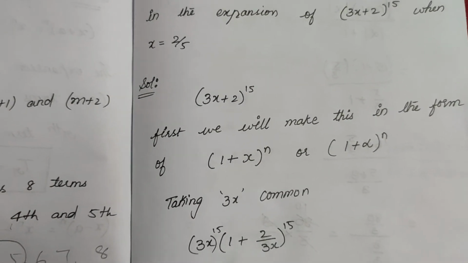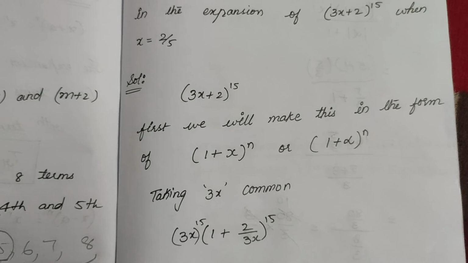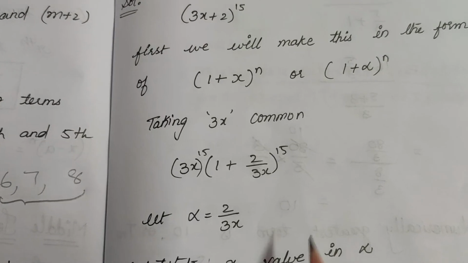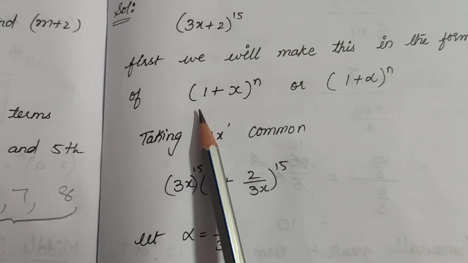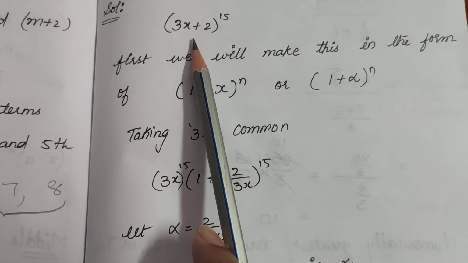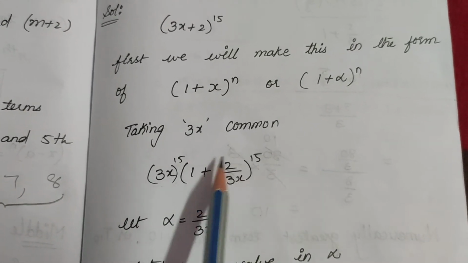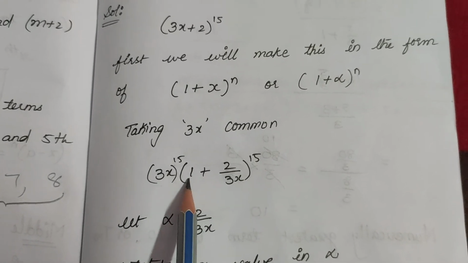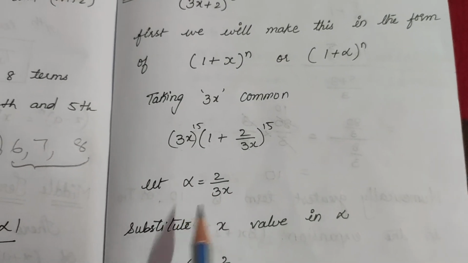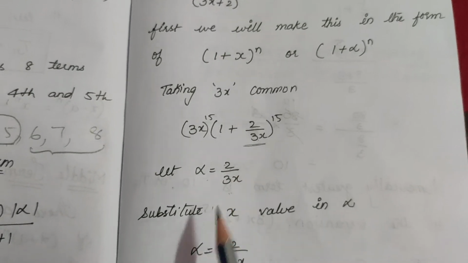Solution. First, we will make this in the form of (1 + x)^n or (1 + alpha)^n. So to make this in the form of (1 + alpha)^n, taking 3x common from this. If we take 3x common, then it will take the power also, so power 15, and here it will be plus 2 upon 3x. So in the place of alpha is 2 upon 3x. So alpha is equal to 2 upon 3x.